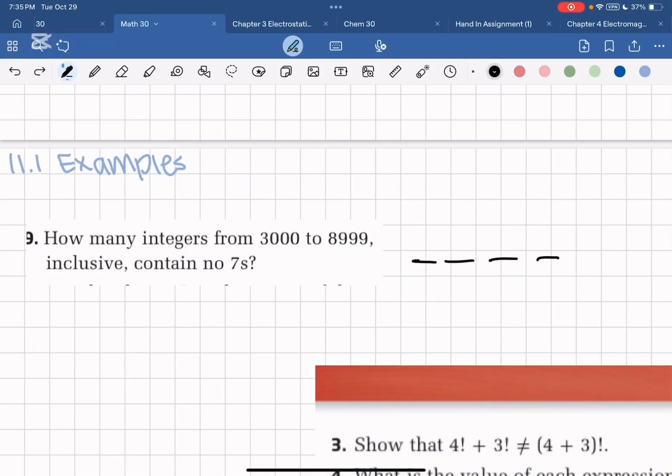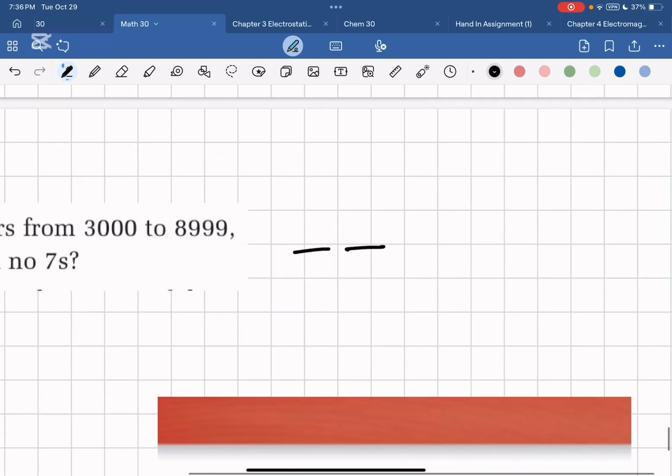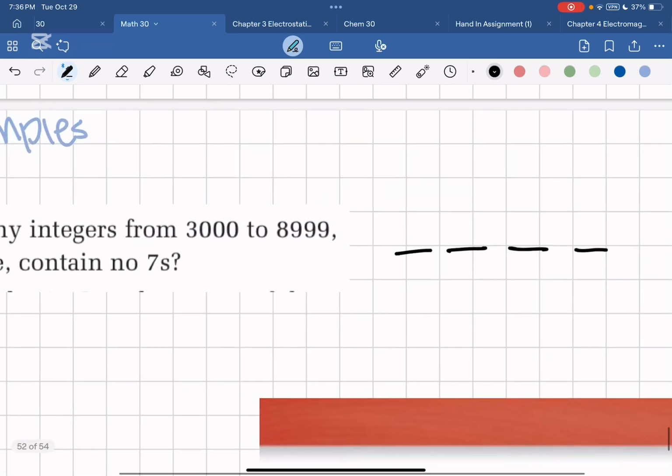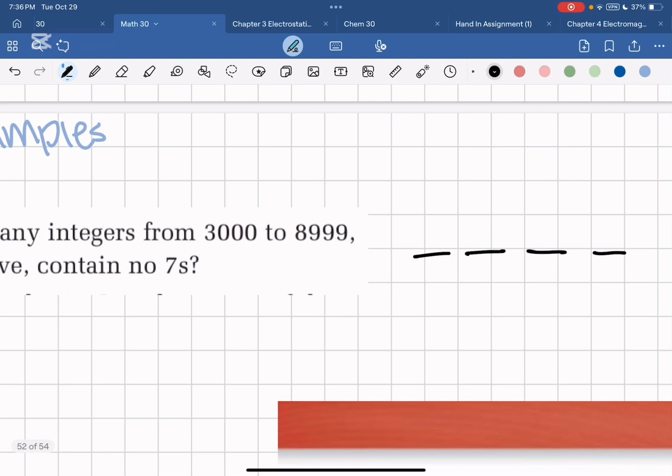Alright, so let's start with this first example. The question asks, how many integers from 3,000 to 8,999 inclusive contain no 7s? So let's start with the method I showed you earlier, where we start with 4 spots. We know that in this question, there are 4 spots because both of the numbers are in between the thousands. So it can't become like 100 or 10,000 because it's asking you to look in this area specifically.